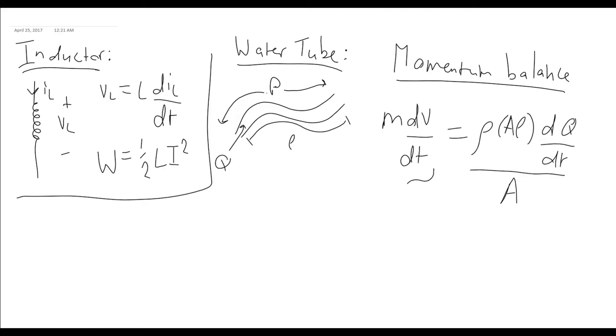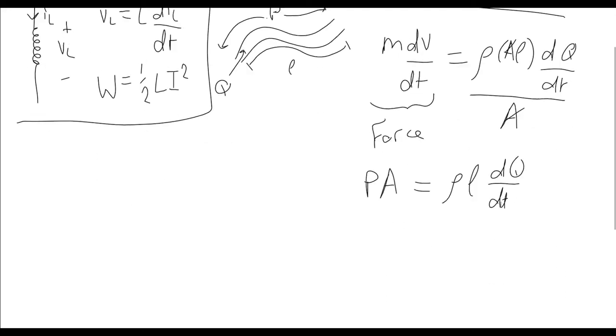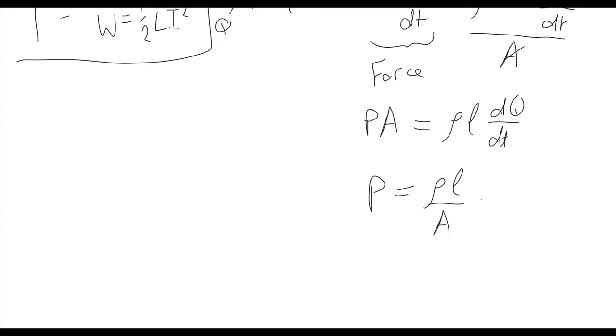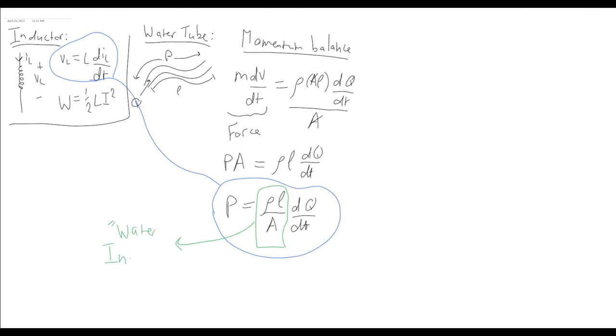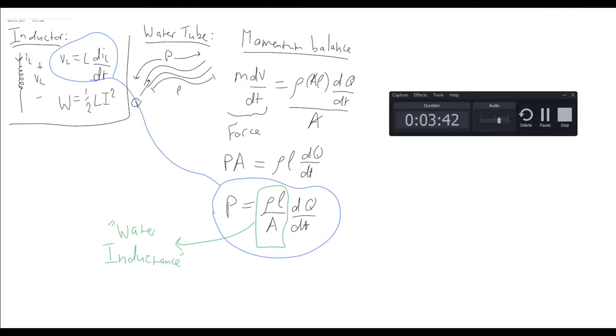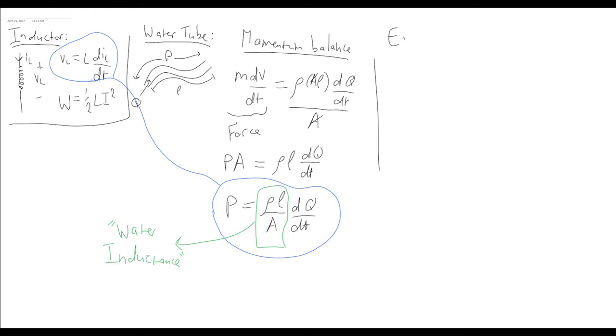Replacing M with the density times the volume and V with Q over A gives us the following equation. Replacing force with P times A gives us PA is equal to rho L dQ by dt. Comparing this with the fundamental equation of the inductor, we find that rho L over A is our equivalent water inductance. Next, we look at the kinetic energy of the water moving inside of the tube.